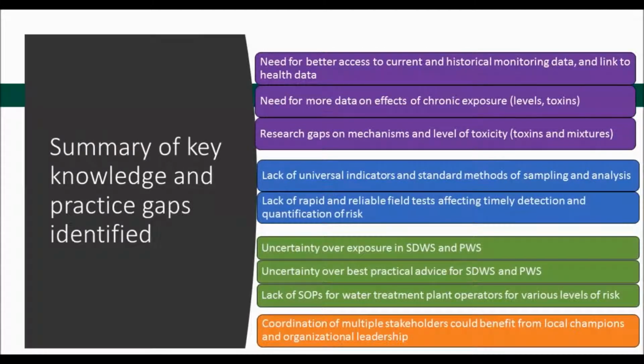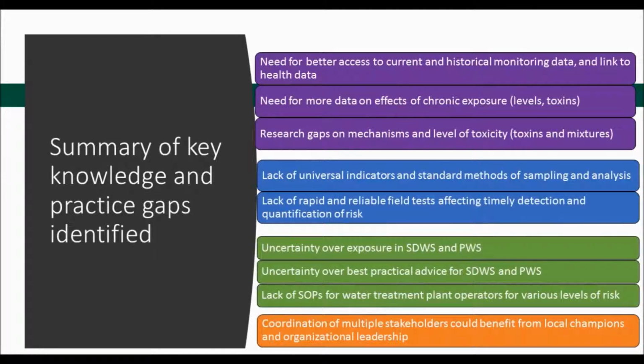So, in summary of some of the key knowledge and practice gaps, and I know I've done a rapid skim over what we've covered. There is a need for better access to current and historical monitoring data and a link to health data. Is there any way we can tie that up? In the US, there are now the OHABs, which link health and event data. There's also a lack of data on chronic effects and chronic issues. What is the impact of an expanding cyanotoxin bloom season on Canadian drinking water supplies, and there are research gaps on the mechanisms and level of toxicity.